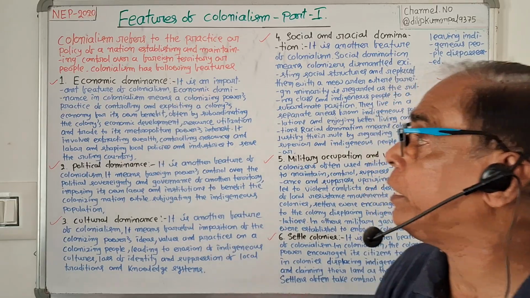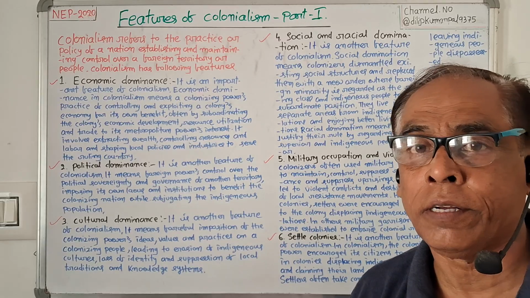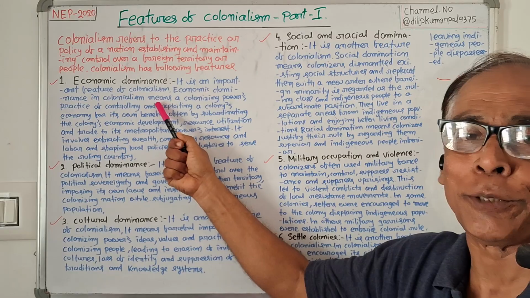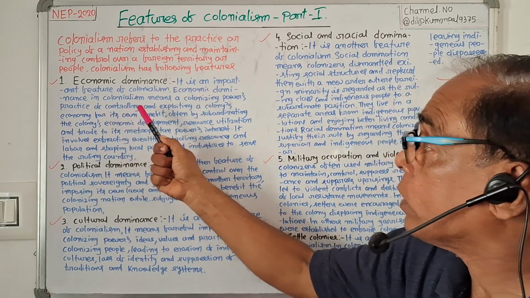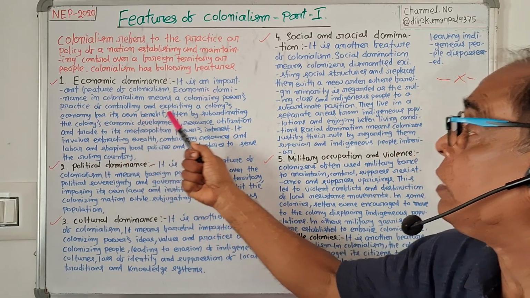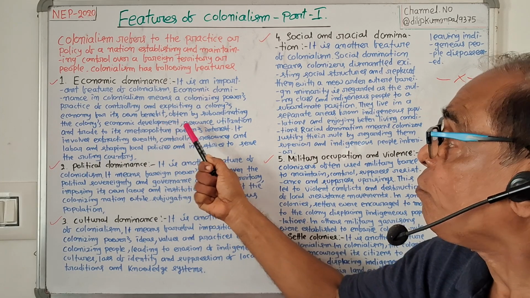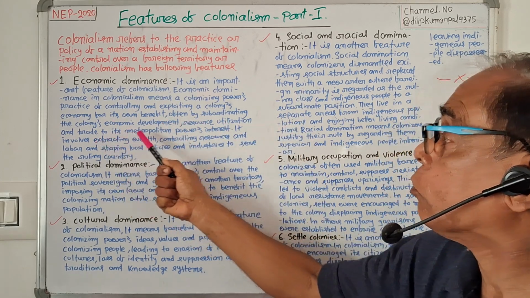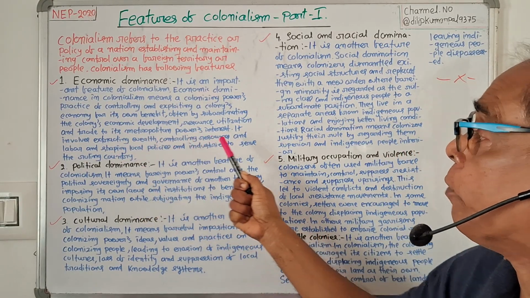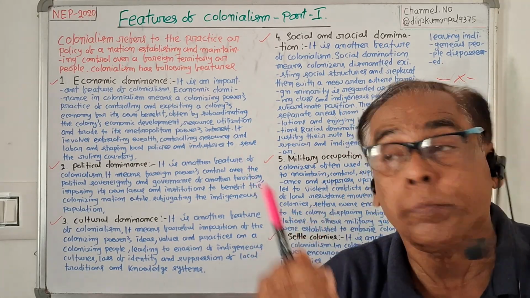First feature of colonialism is economic dominance. So what is economic dominance? Economic dominance is an important feature of colonialism. Economic dominance in colonialism means a colonizing power's practice of controlling and exploiting a colony's economy for its own benefit, often by subordinating the colony's economic development, resource utilization and trade to its metropolitan power's interest.